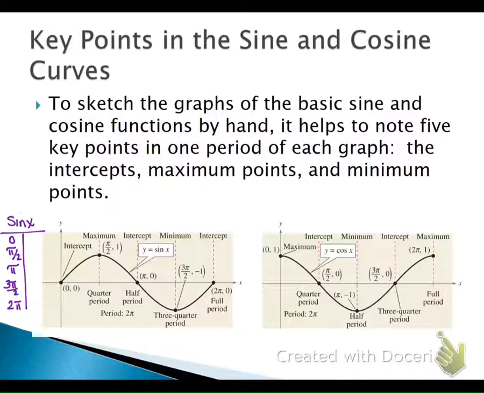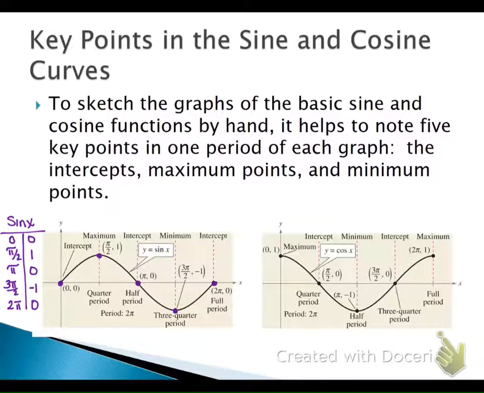So you can see on our graph here that when x is 0, y is 0 as well. And then the sine curve goes up, so when x is pi over 2, y is 1. Then it comes back down. When x is pi, y is 0. Keep going. When x is 3 pi over 2, y is negative 1. And when x is 2 pi, y is 0.